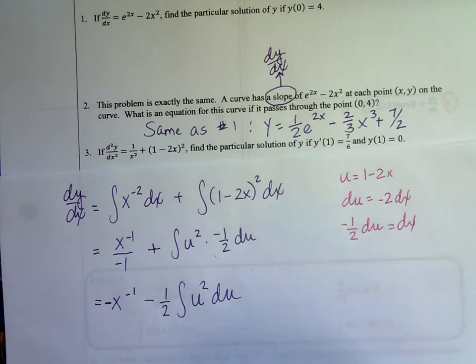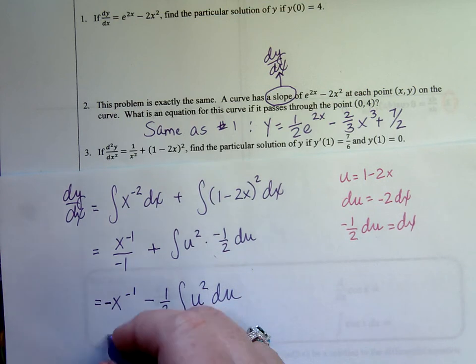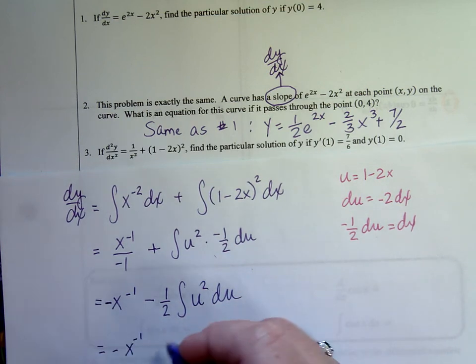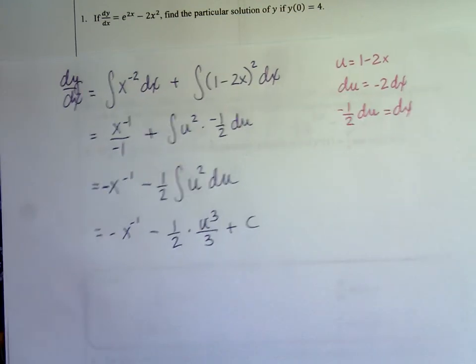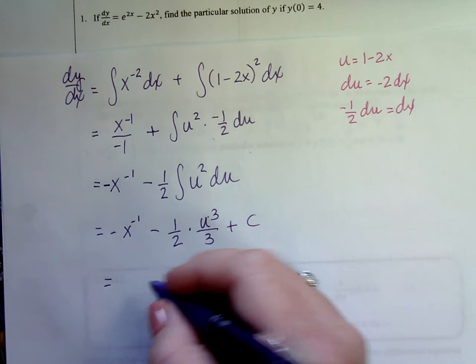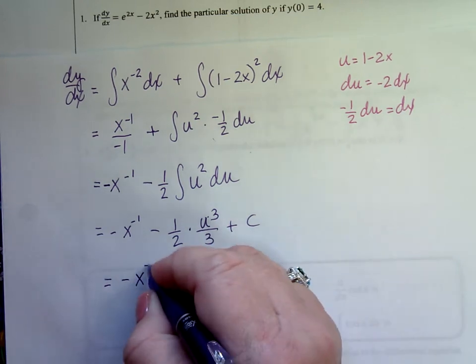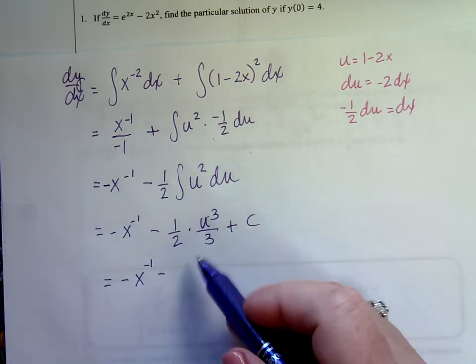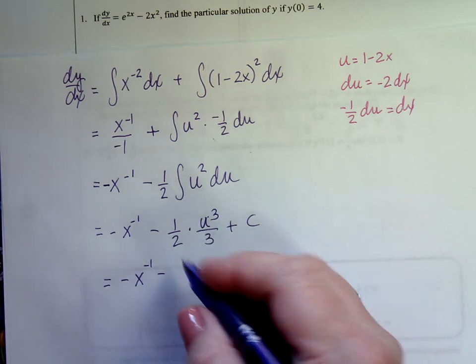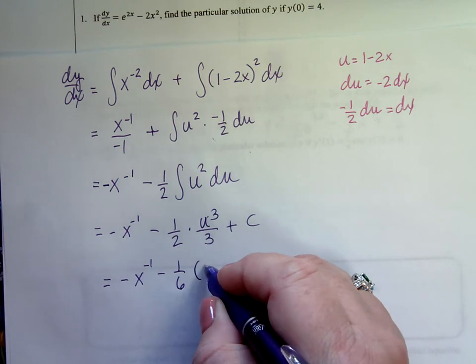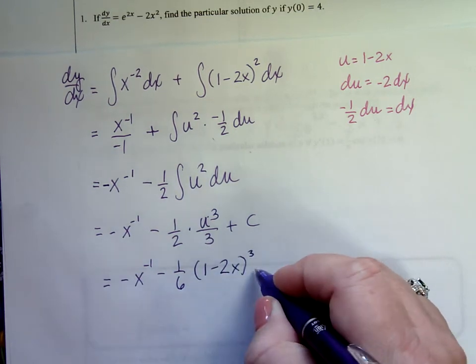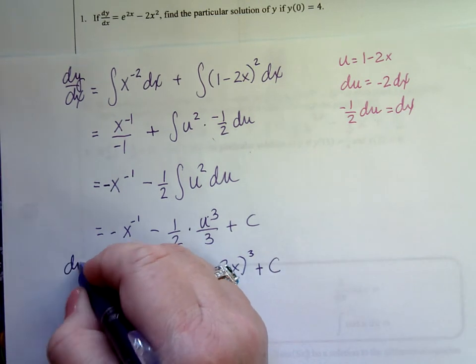Well, the integral of u squared is u cubed over 3. Negative x to the negative 1 minus 1/2 u cubed over 3. I need a plus c eventually. I can put it now or I can wait till the end. Let's keep going with simplifying. Negative x to the negative 1 minus 1/2 times 1/3 is 1/6. u cubed, do we know what u is? u is 1 minus 2x cubed plus c. Well, that, my friends, is dy over dx.